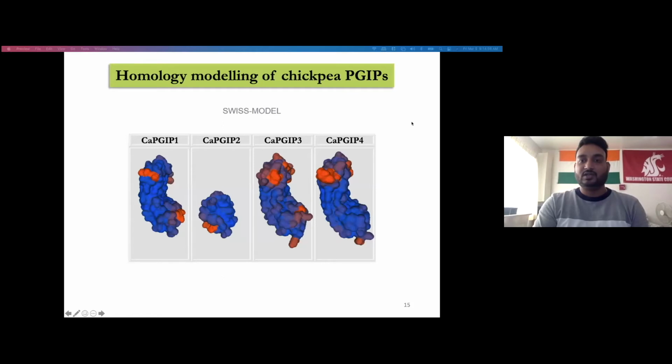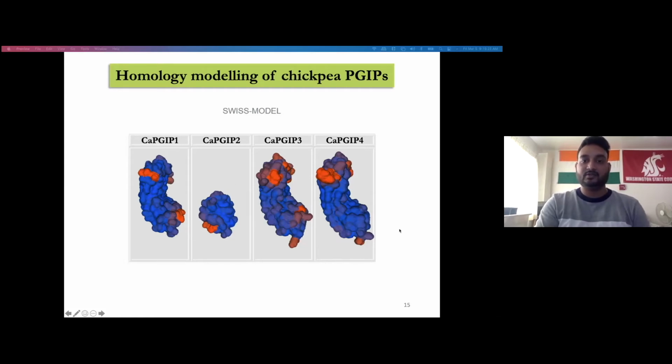Using Swiss Model, I constructed a tertiary structure, or a model, for all the Pgips, using the most studied Pgip, the common bean Pgip, as a template. So again, you can see all Pgips except Pgip2 have the distinct concave structure where the pathogen Pg can interact with Pgip, but Pgip2 lacks that as well.